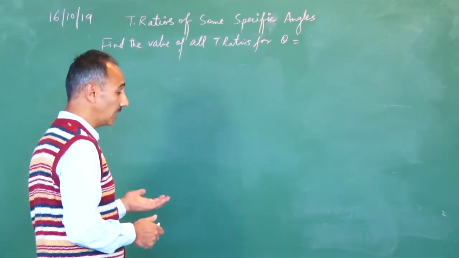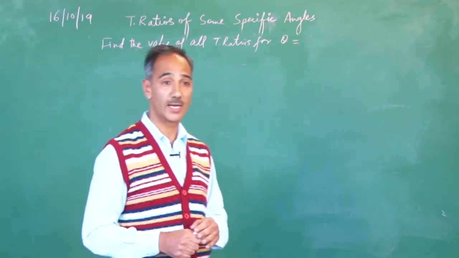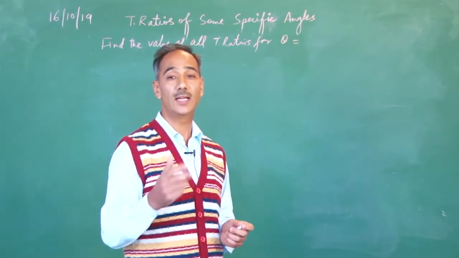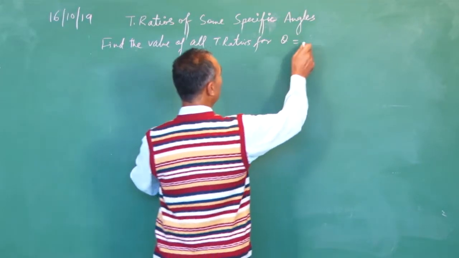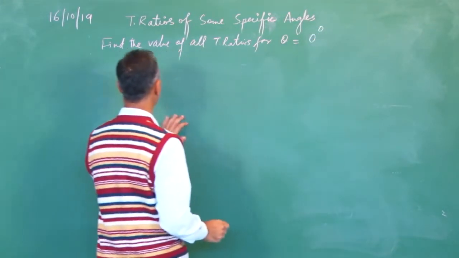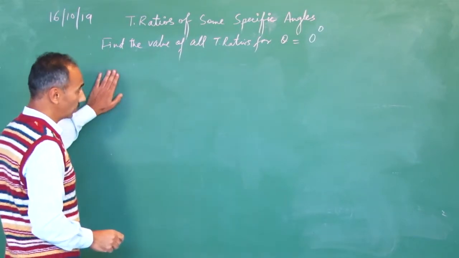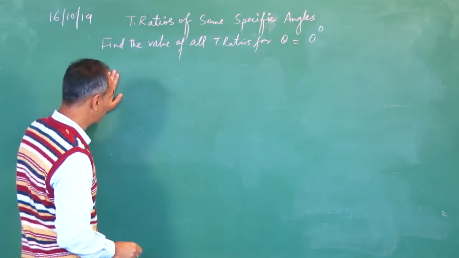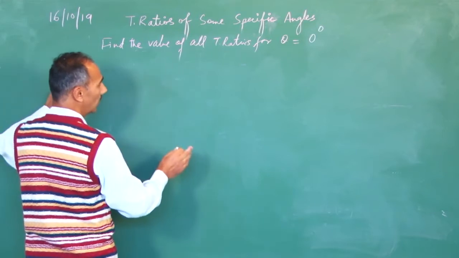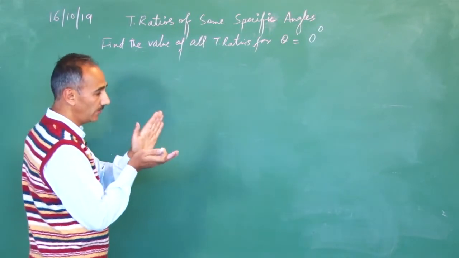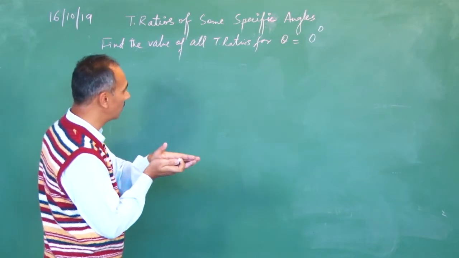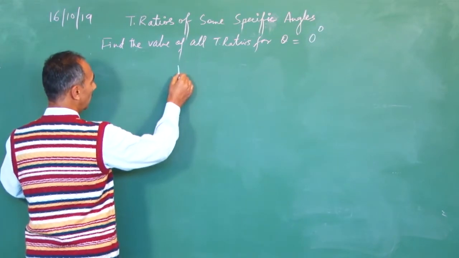If theta approaches 0, what happens to the right triangle? What happens to the hypotenuse? And if theta approaches 90? So in that case, we'll make a diagram. Theta equal to 0 degrees. Find the values of t ratios, all t ratios, for theta equal to 0. Now let's see what happens when theta is decreasing. The final arm comes back to the initial arm. Let's see using the diagrams.